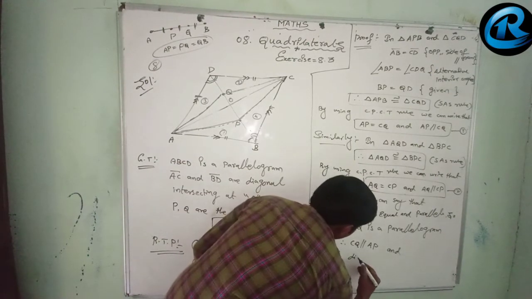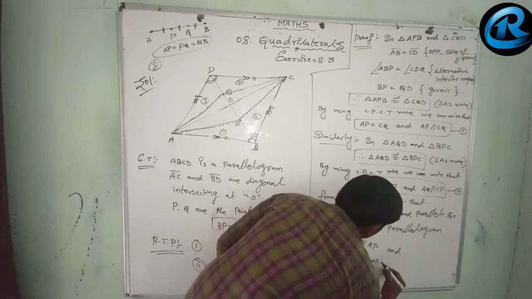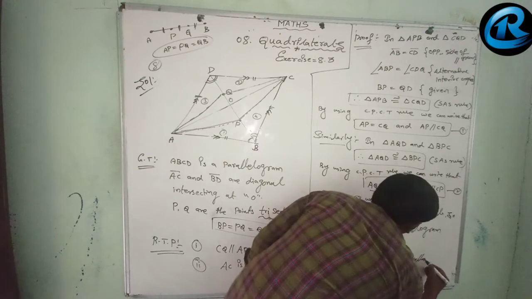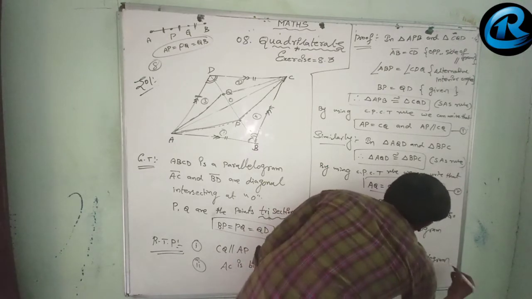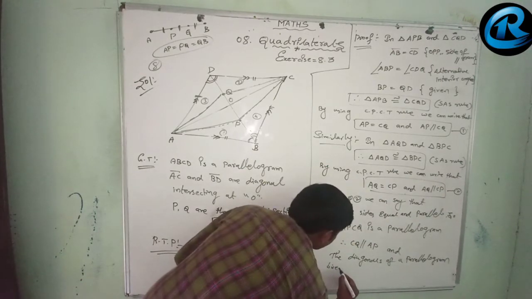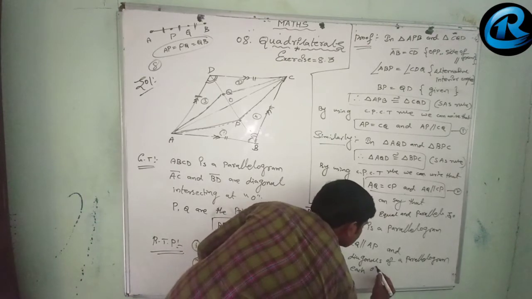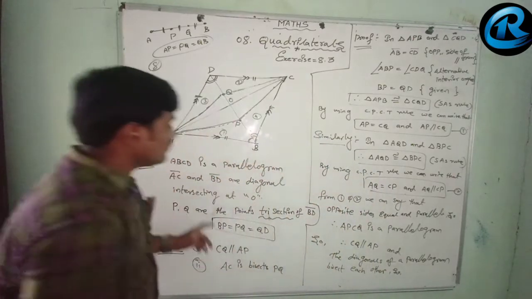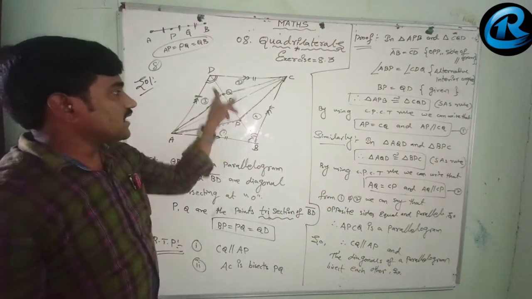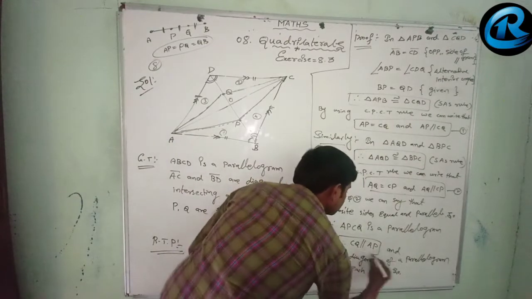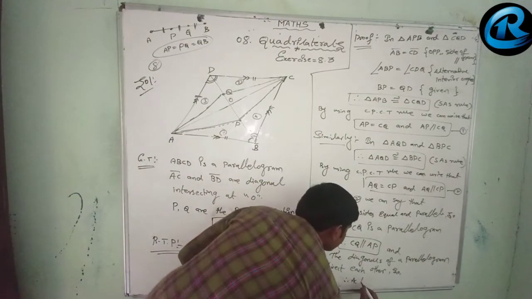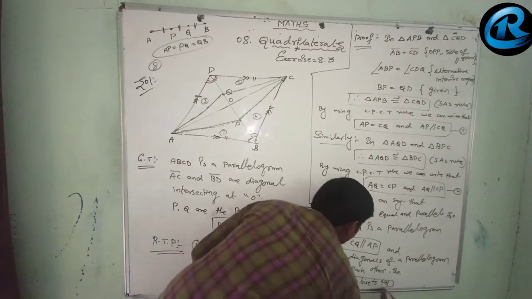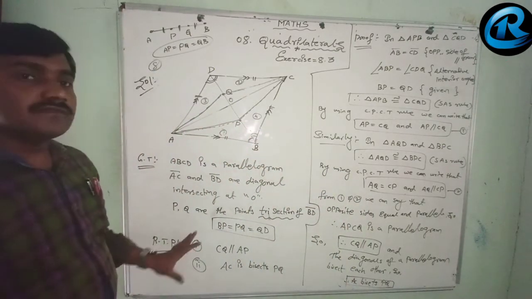The diagonals of a parallelogram bisect each other. So we get, here, AC bisects PQ. Therefore AC bisects PQ. Hence proved.